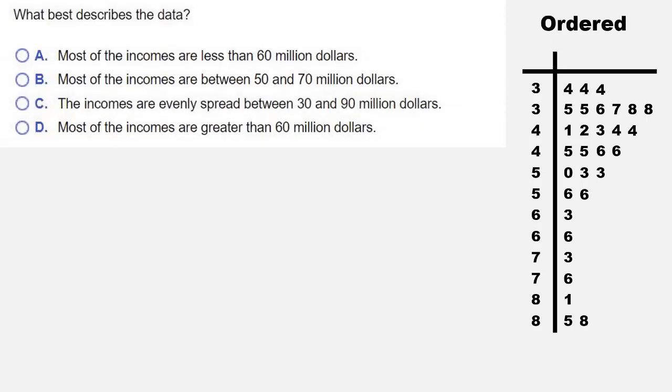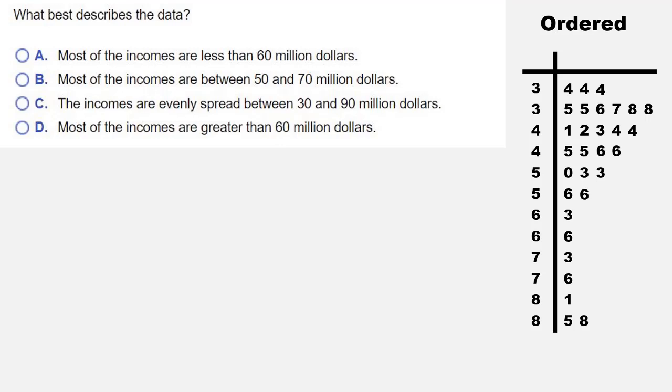What best describes the data? Are most of the incomes less than $60 million? That seems like the right answer, but let's look at the other ones. Most incomes between $50 and $70 million? There are only 7 values that fall into that category.